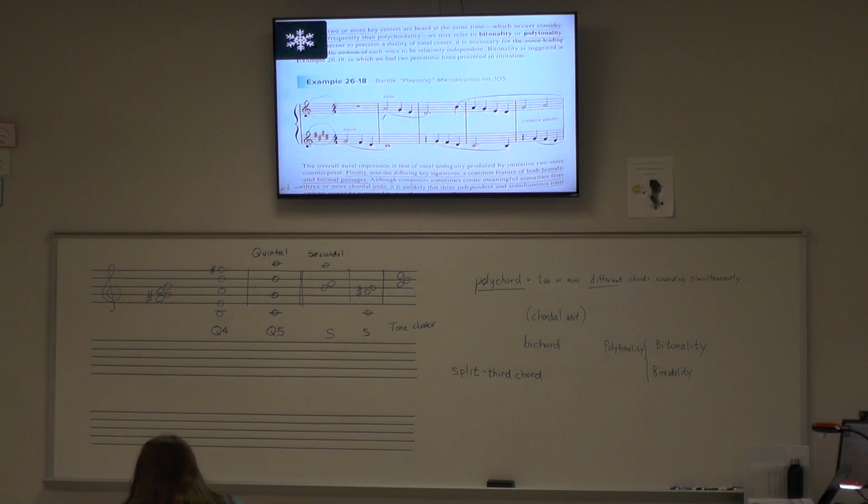So here are the secundal chords that I have on the board. The first one is, the next one I have is this. And then here's a tone cluster. And then here's another tone cluster.